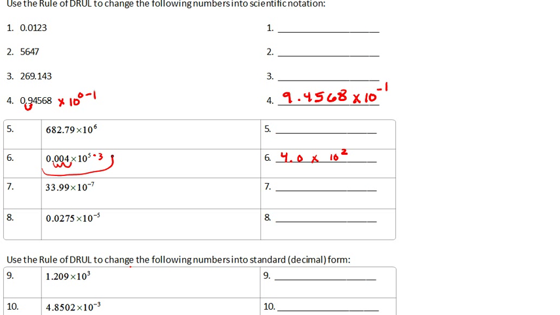Let's do another example. Here I have 0.275 times 10 to the negative 5. I need to move my decimal place 2 places to the right, so I get 27.5. Because I went right, I'm going to take away 2. I started with a negative, so I need to DRUL this, and I get times 10 to the negative 7.